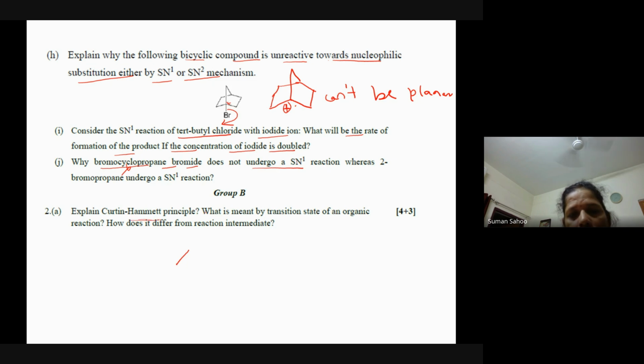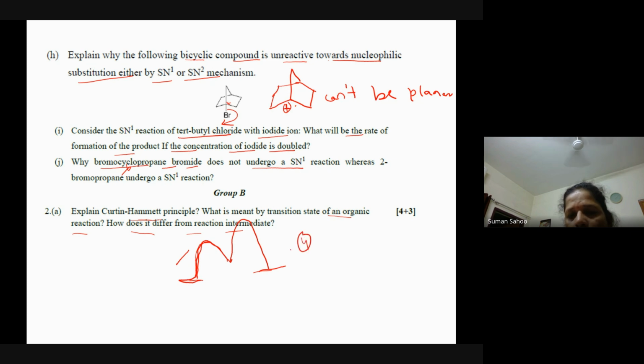Explain the Curtin-Hammett principle. What is meant by the transition state of an organic reaction? How does it differ from the reaction intermediate? The Curtin-Hammett principle means that among the transition states, the reaction will be favored through the one where the transition state energy, or the activation energy, is less. That way the reaction would be favored. That is your Curtin-Hammett principle.